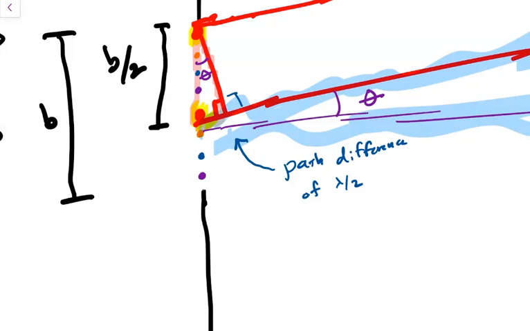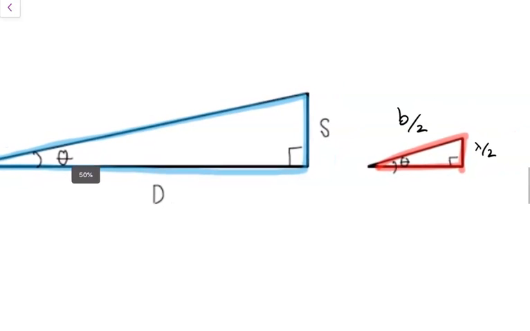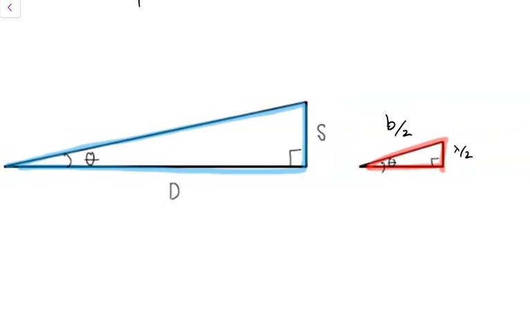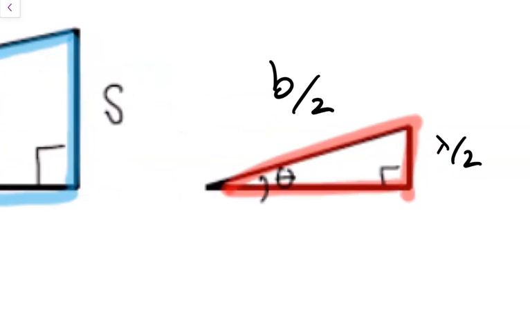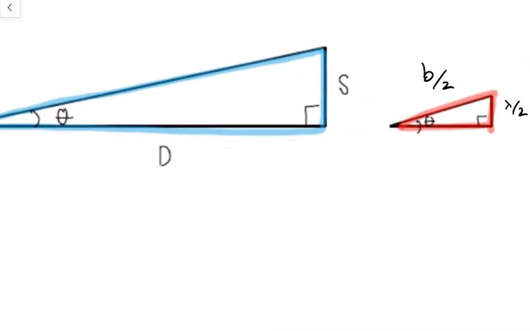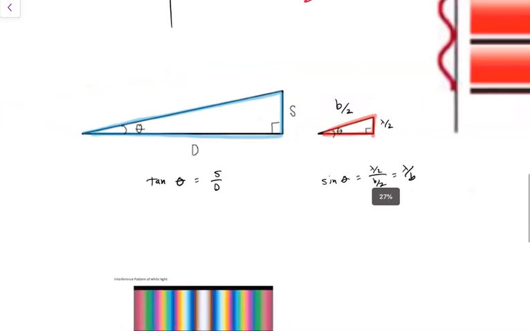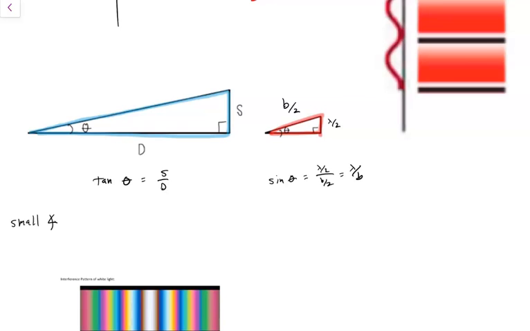So as we look at this red triangle and this wiggly blue triangle that I drew, we're going to look at the one that Miss Miller had made prior. But instead of lambda and d, we're looking at b over 2, which is half the slit width, and lambda over 2, which is half of the wavelength. And we have also a similar sine and tangent. So if we identify that tangent of theta is equal to s over d, sine of theta is equal to lambda over 2 over b over 2, which is just lambda over b. And then due to the small angle approximation, we said theta is about the same as sine theta, which is about the same as tangent theta.